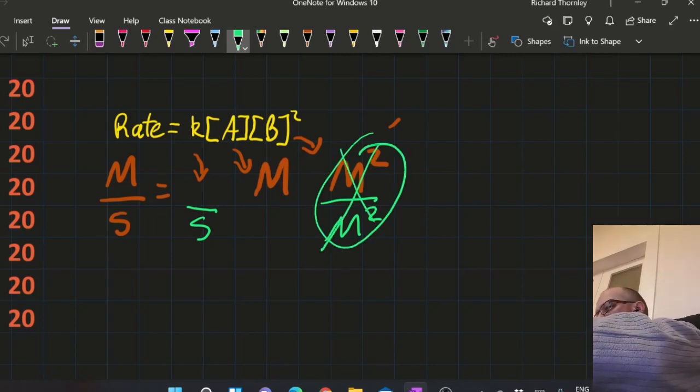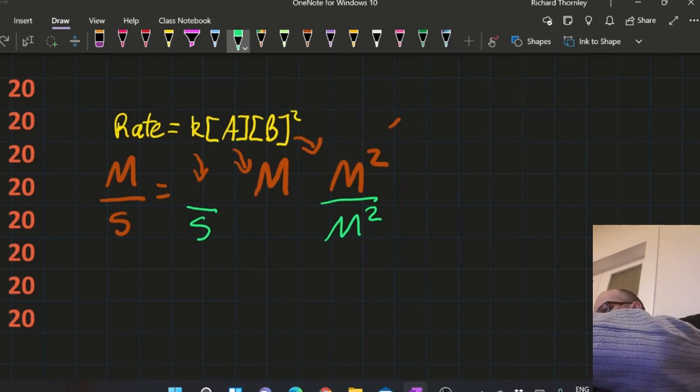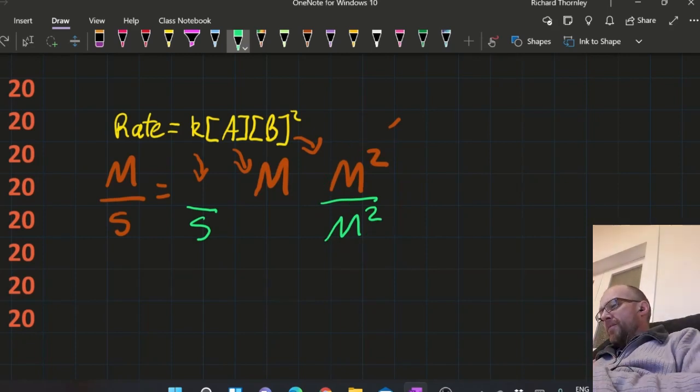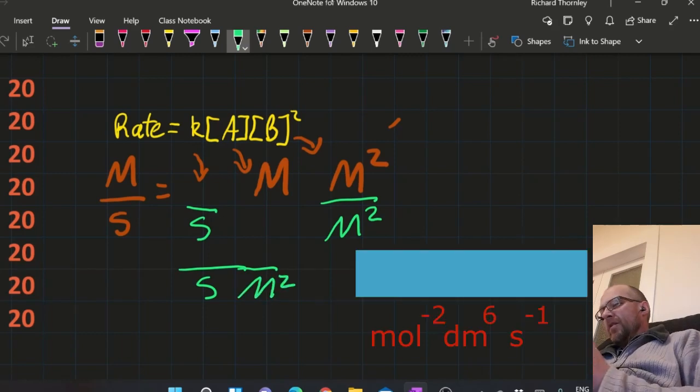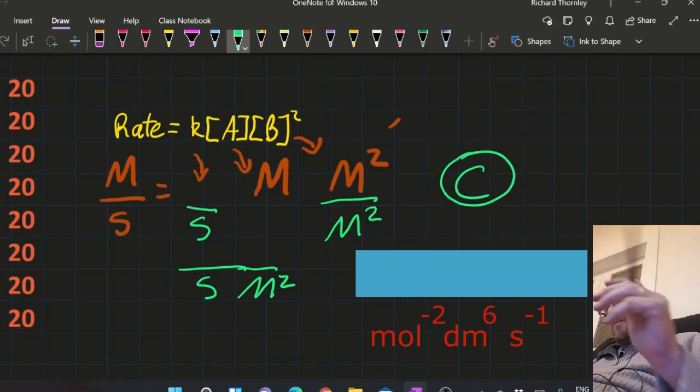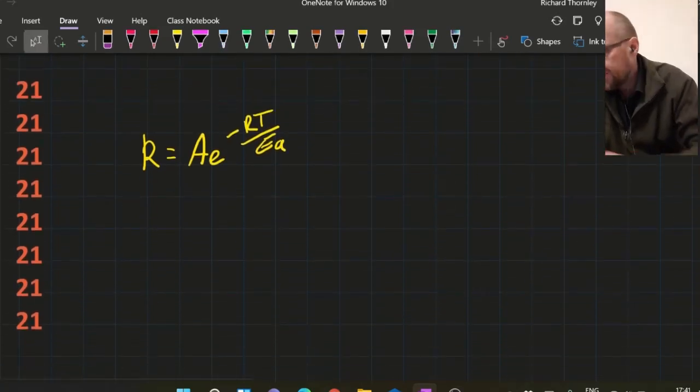All right then. So what are the units now for this k? Well, I've got an s at the bottom and an m squared at the bottom. So to convert that, seconds to the minus 1. And that is C. 21.